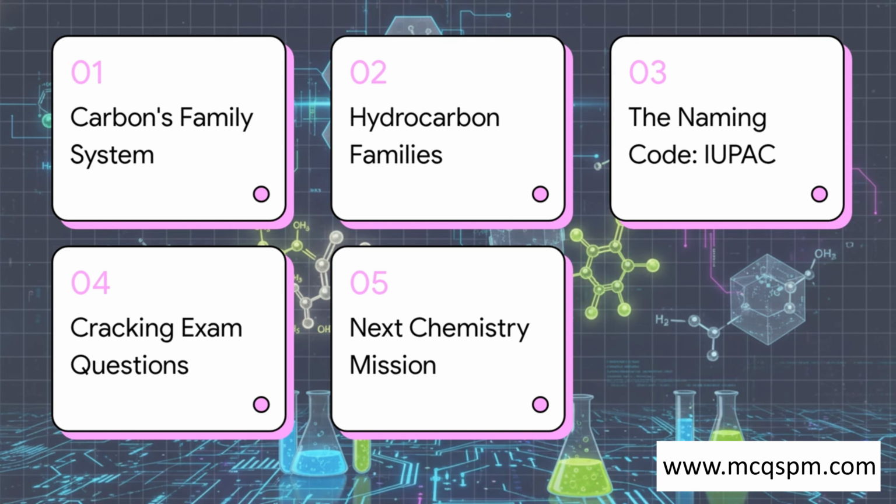So here's our game plan. First, we'll get the big picture with carbon's family system. Then, we'll meet the most important families, the hydrocarbons. After that, we'll learn their secret naming code. And then, the best part, we'll use all that to crush a real exam question. Finally, I'll send you off with a little mission. Sound good? Let's jump in.